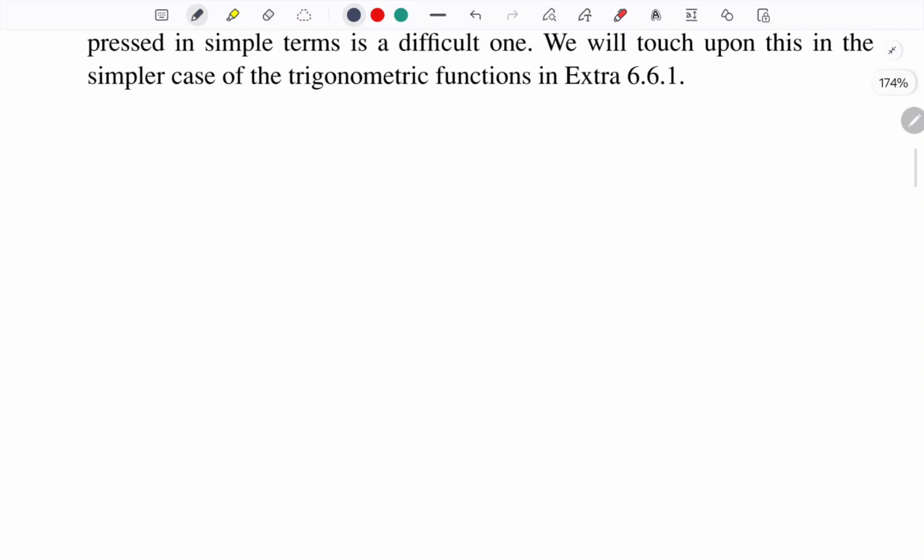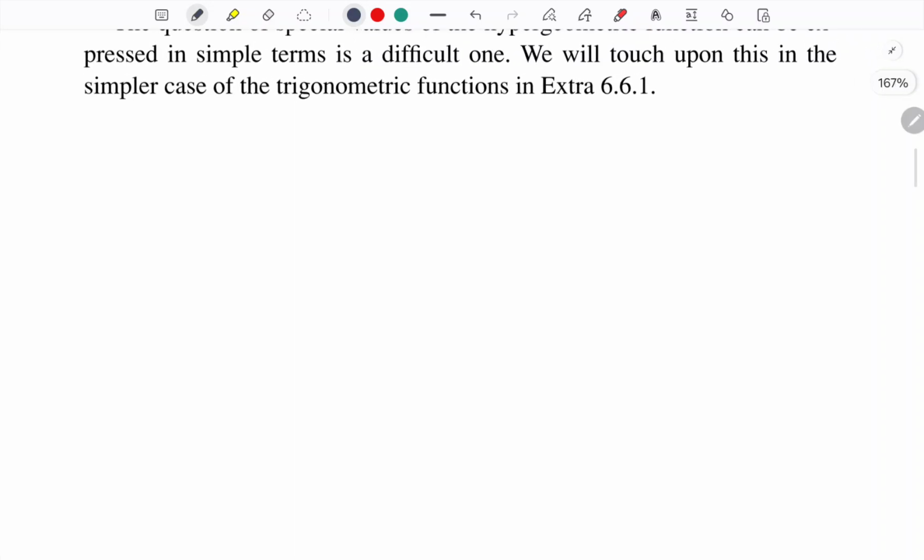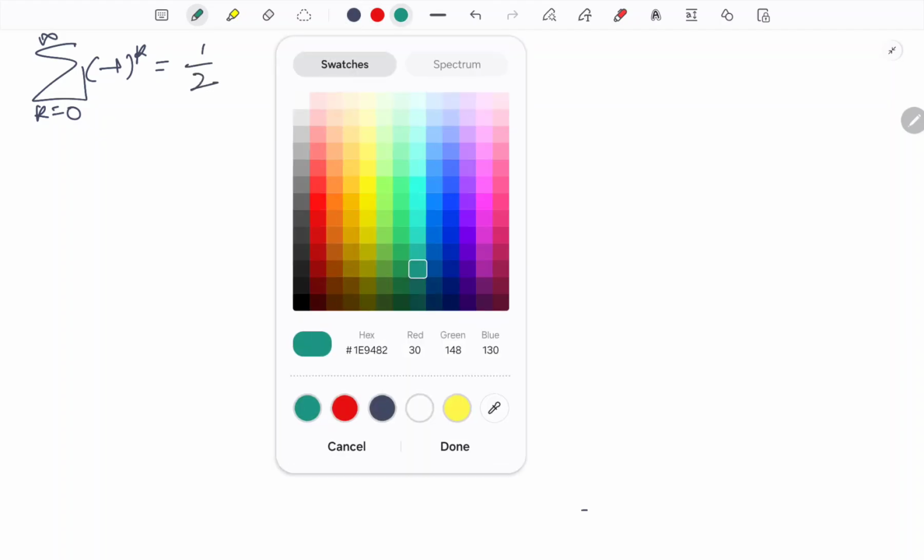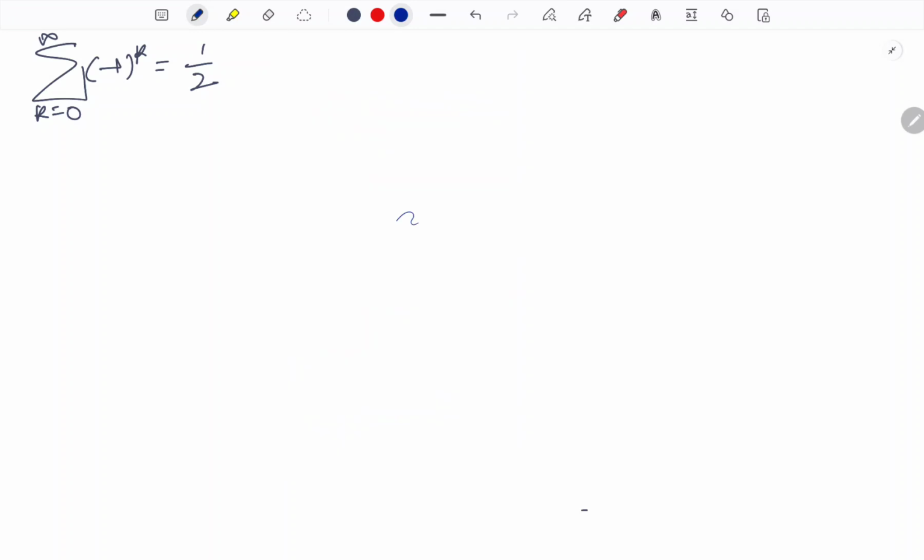What we had, we had the infinite sum of (-1) to the k as 1 over 2. Okay, before everything, let me just change the color of this thing. So yeah, just expand this, okay?